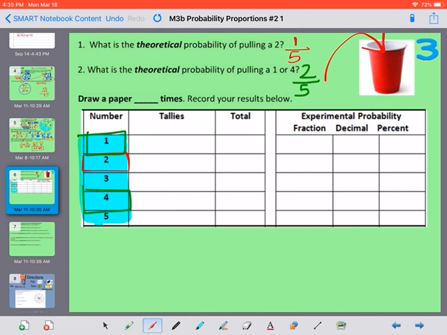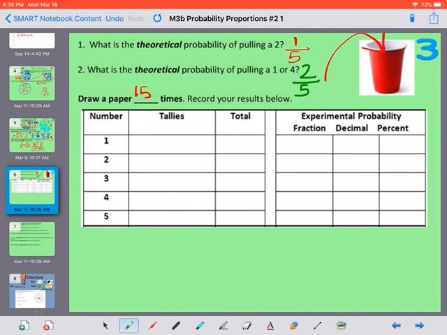So, in class we're going to do an experiment, and we're going to draw paper out of a cup. We're going to do it, let's say, 15 times. And in class, we will actually pull out our numbers out of a cup. Just for the sake of time, I'm going to make up some data.